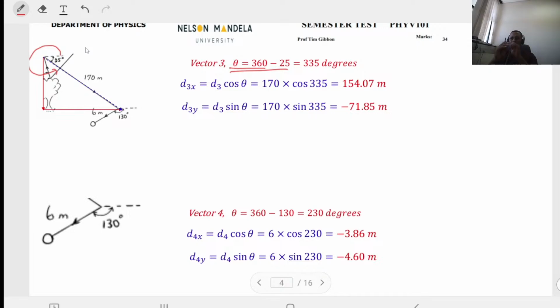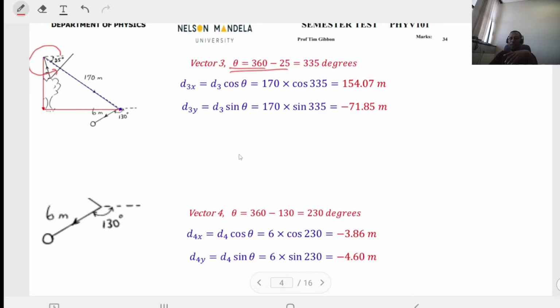Then I put together my d3x is positive, my d3y is negative. I'm not going through these numbers. You could easily see where they are coming from. You could also notice that the x component is positive, to the right, and the y component is down.